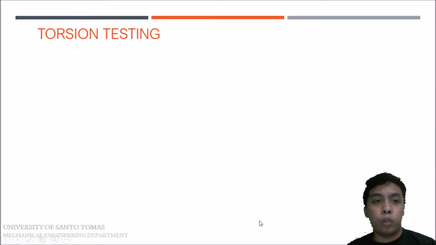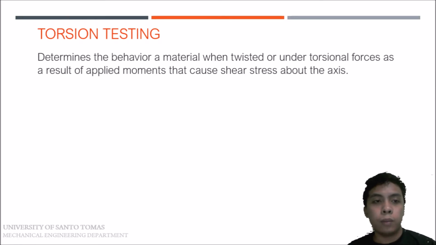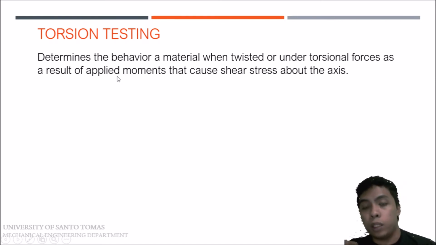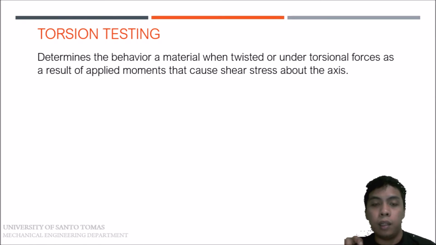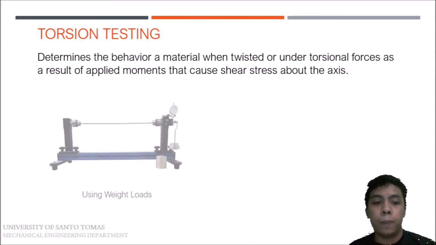Next, let's talk about torsion testing. So in torsion testing, it determines the behavior of a material when twisted or under torsional forces as a result of applied moment that causes shear stress about the axis. So sa torsion test, nagkakaroon ka ng twisting force, making the piece metal have a shear stress within the grains ng metal or the specimen.